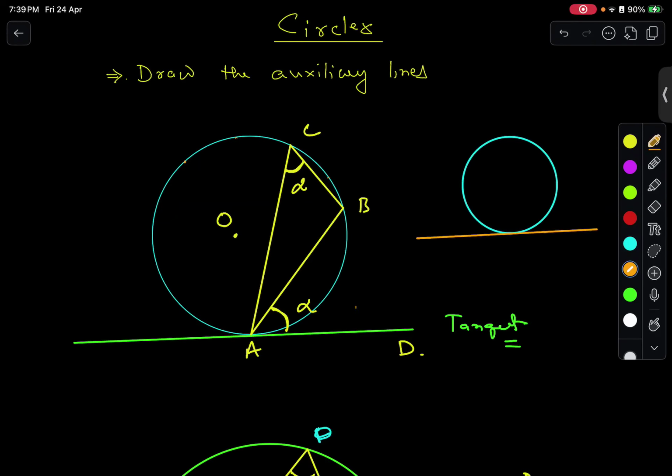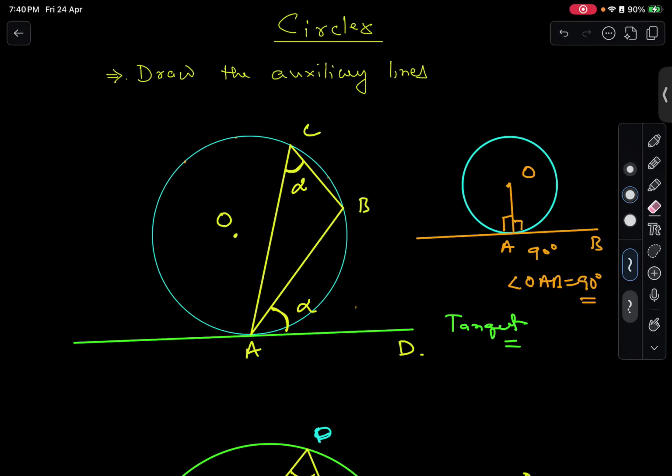And the tangent line and the radius to the center make an angle of 90 degrees with each other. Tangent line and this make 90 degrees with each other. This O A B, I can say the angle O A B is nothing but 90 degrees. Done everyone?